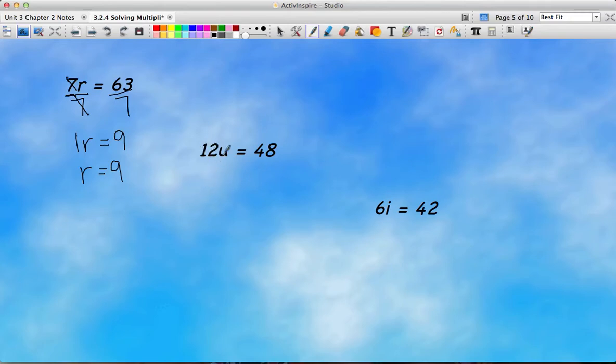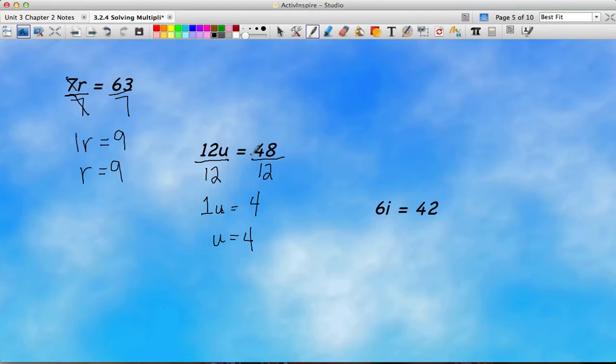So here again, we have 12 times u. To undo multiplication, I use division. I know it looks like a fraction, but remember a fraction is division. And to undo times 12, I'm going to divide by 12. But what I do to one side, I have to do to the other. I'm left with 1 times u is equal to 4. 1 times u is always u, so that's going to leave me with u equals 4.